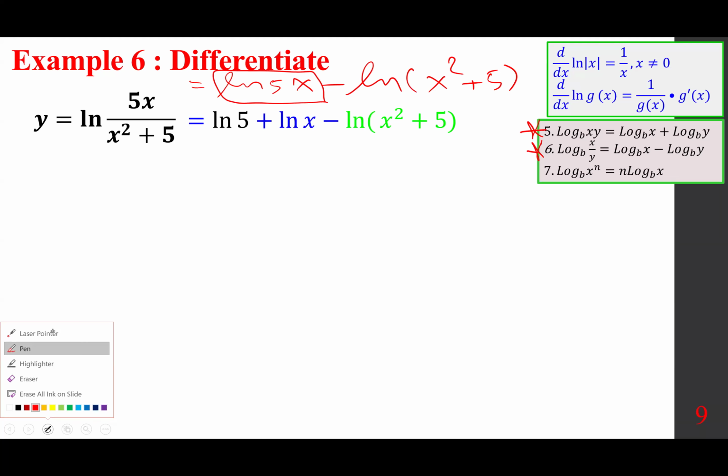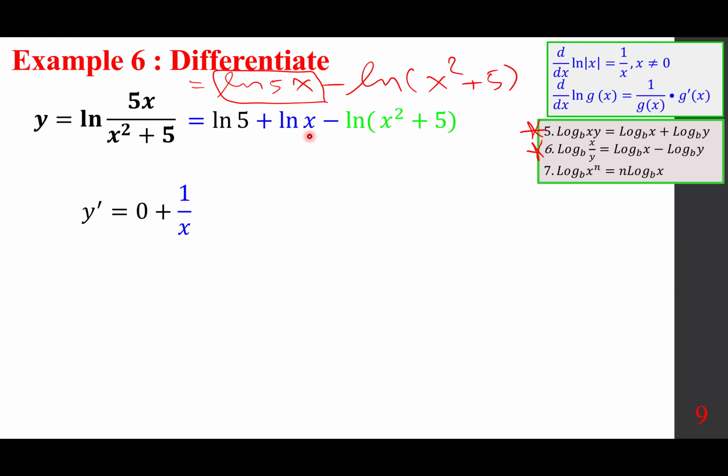So, ln 5 is a number. Its derivative is 0, but ln x gives you 1 over x. Minus natural log of x squared plus 5, ln of g of x. Flip it over, 1 over g of x, 1 over x squared plus 5. Then you need g prime, the derivative of the argument of log, which is 2x. And now we are ready to move on.